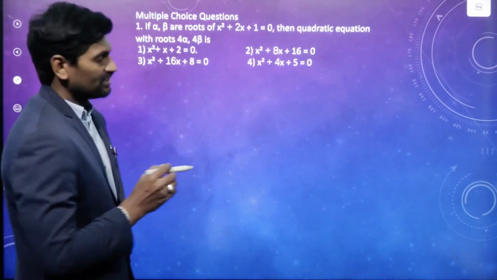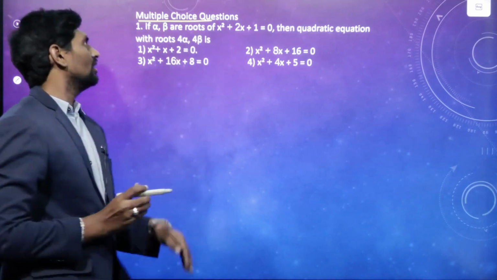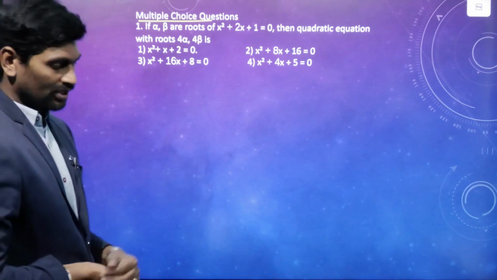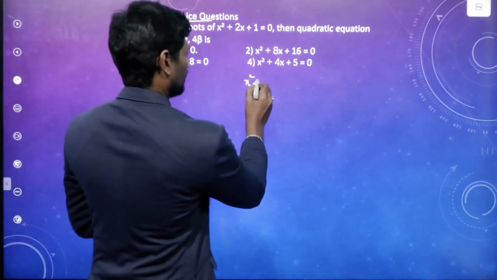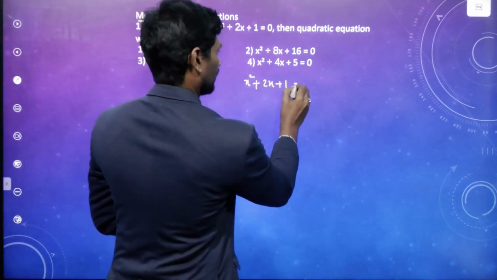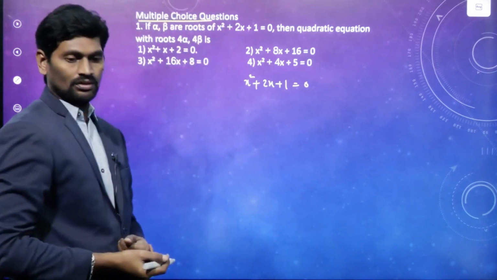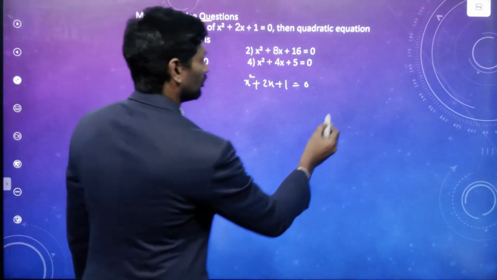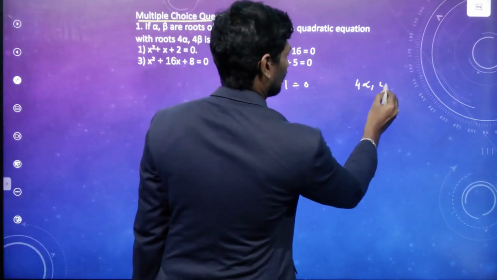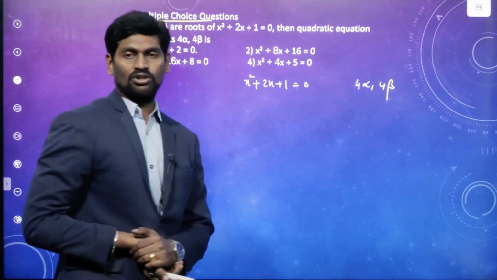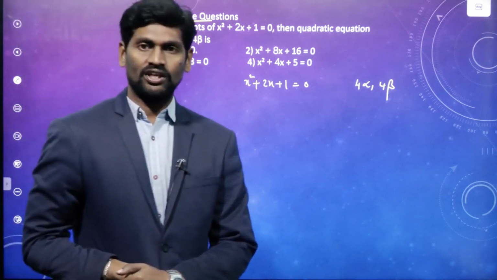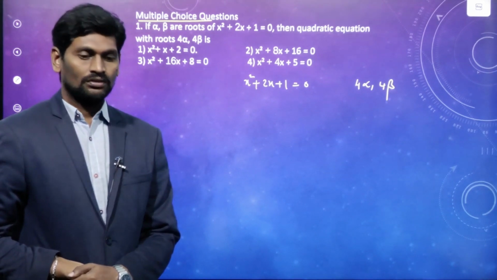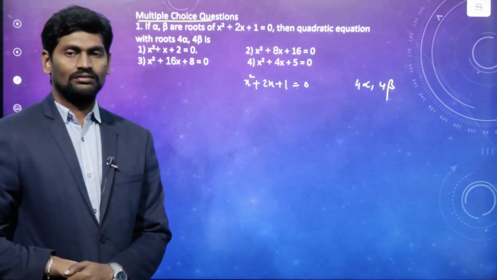So multiple choice questions here. Right, if alpha, beta are roots of x square plus 2x plus 1 equal to 0, then the quadratic equation with the roots of 4 alpha comma 4 beta. Okay, na? Check once.